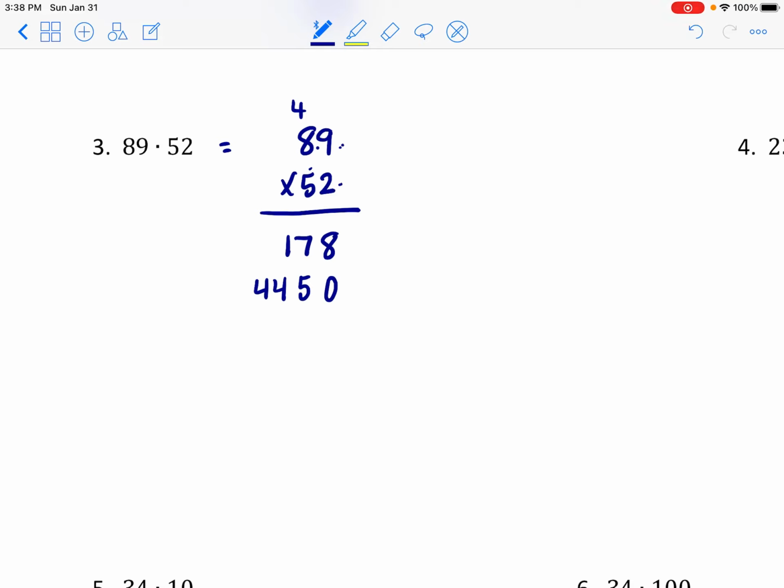So now that we have 2 multiplied by 89 and 50 multiplied by 89, then we can add the two results. So 8 and 0 is going to be 8. 7 and 5 is 12, so we carry the 1. 4 and 1 is 5, plus 1 makes 6. And then we have a 4 in that last place, so 4,628.